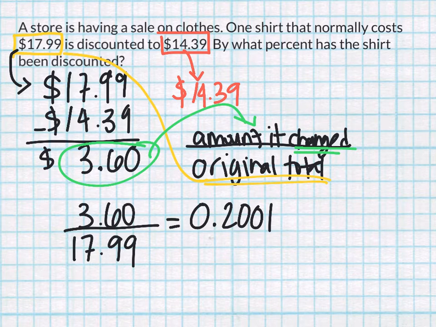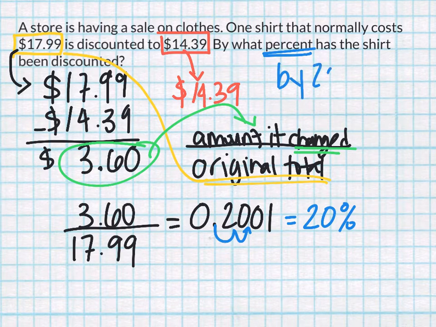So this is not my final answer because I need to tell you what percent, and this is a decimal. So again, to change from a decimal to a percent, move your decimal 2 places to the right. So 2 places to the right puts it here. So as a percent, this is 20.0. So I'm just going to go 20%. So by what percent has the shirt been discounted? By 20%.